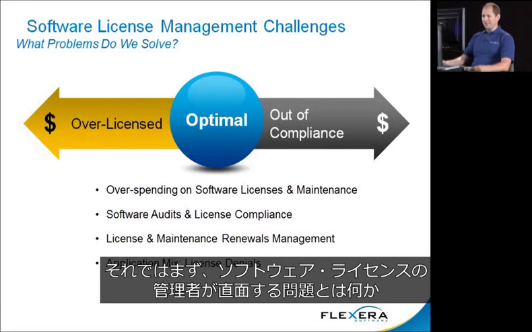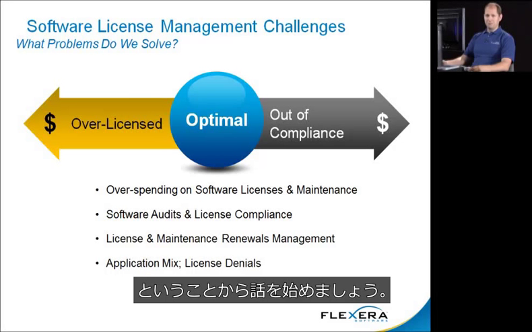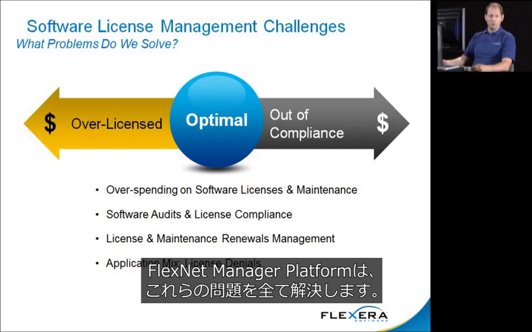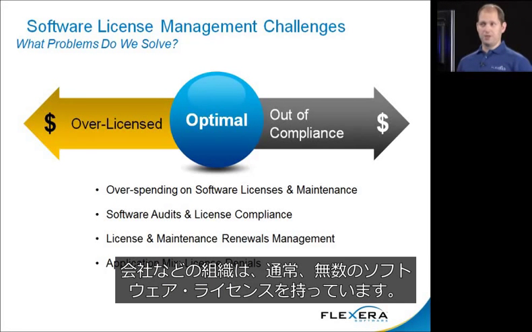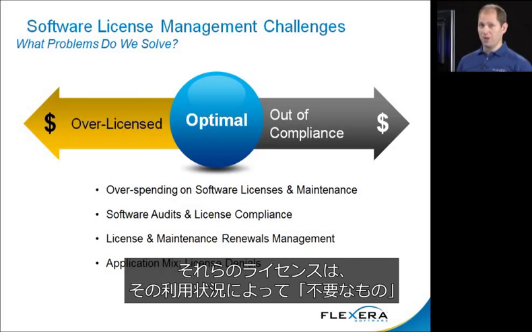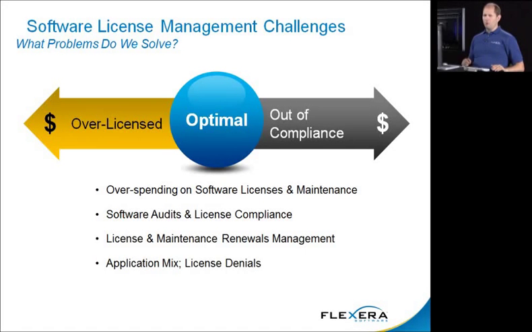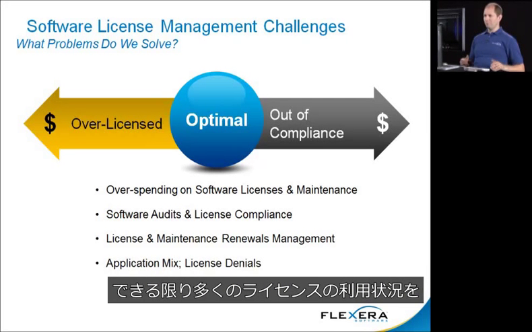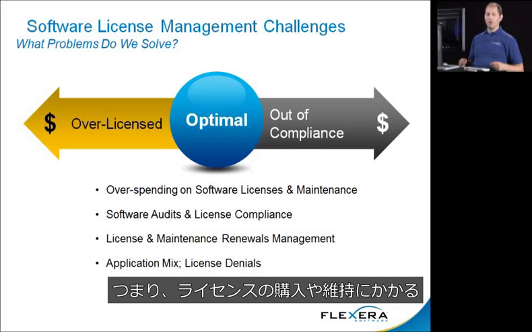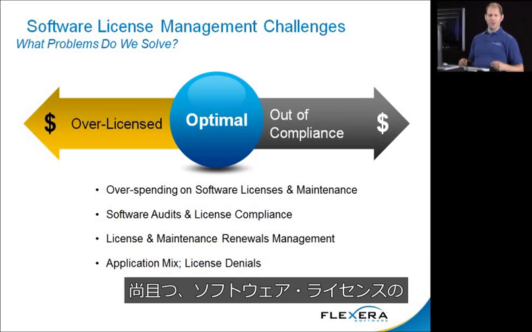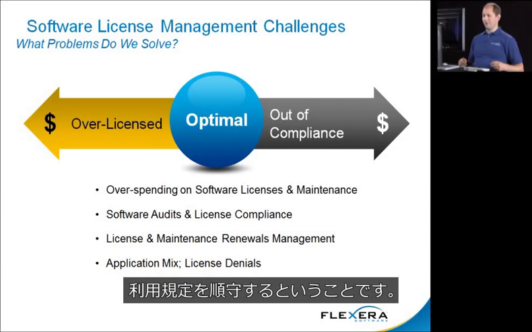To begin with, I'd like to discuss some of the software license management challenges that FlexNet Manager Platform is here to help you with. At any time, an organization will have thousands of licenses, and some of these licenses may be over-licensed, some will be out of compliance, and some may be optimal. What we try to do is help organizations get as many licenses into the optimal area as possible so that they're not spending too much on licenses and maintenance fees, but at the same time, they're not at risk of compliance issues with their vendors.